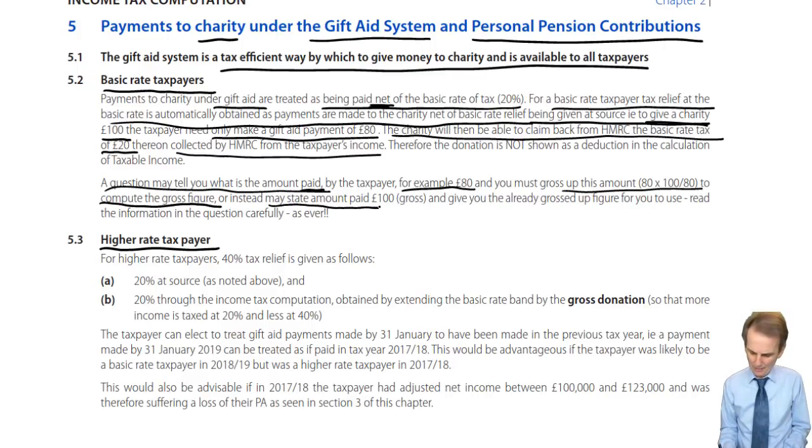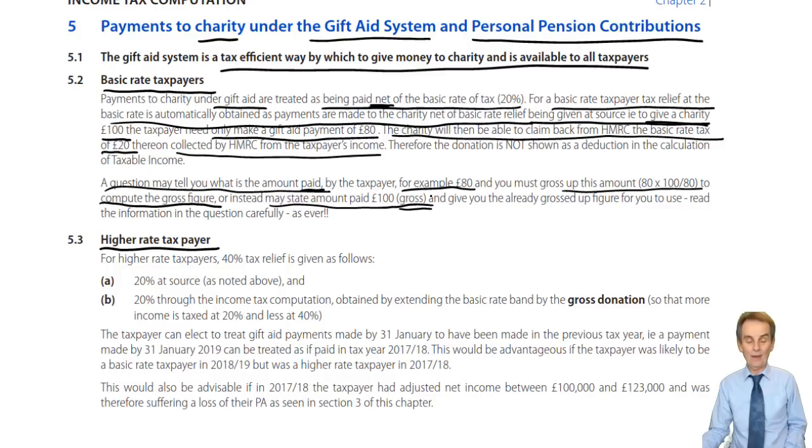Or the question may instead state that the amount paid was £100, and then actually state in brackets next to that number "gross". So although you actually paid 80, they're not getting you to work out the gross figure, they're giving it to you. Now it does mean you've got to read the question very carefully. If it's £100 in brackets gross, bang, that's the figure that you want. What we do with it, we'll see in a moment's time. If they tell you just, this is the amount paid, £80, you've got to work out the gross figure of 100 by taking whatever is the amount paid times 100 over 80.